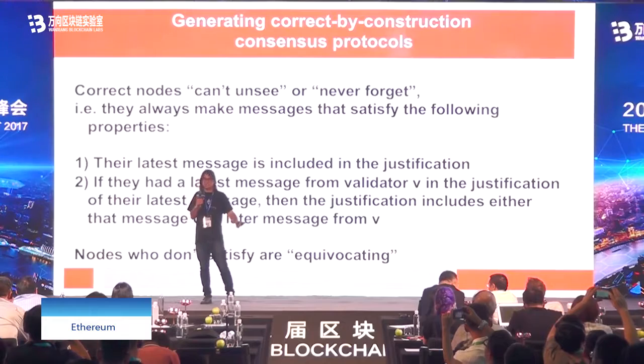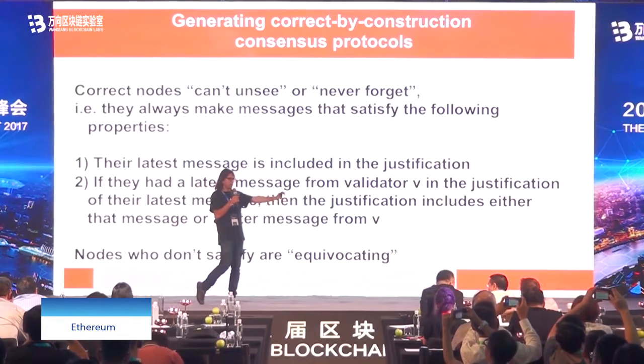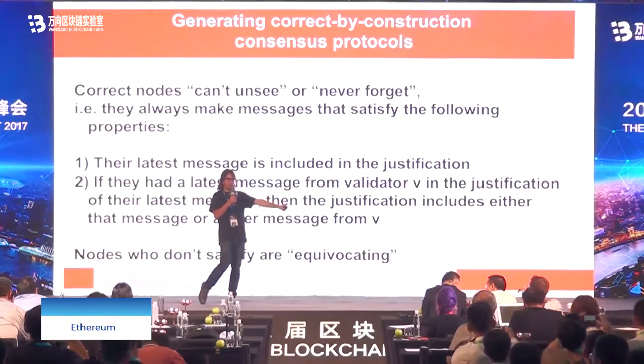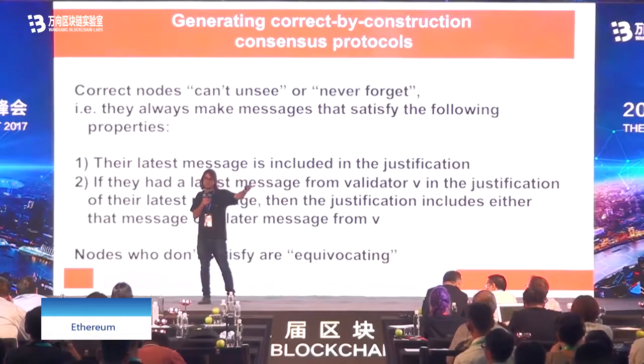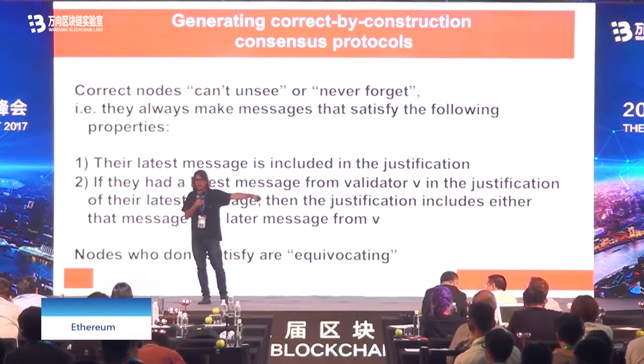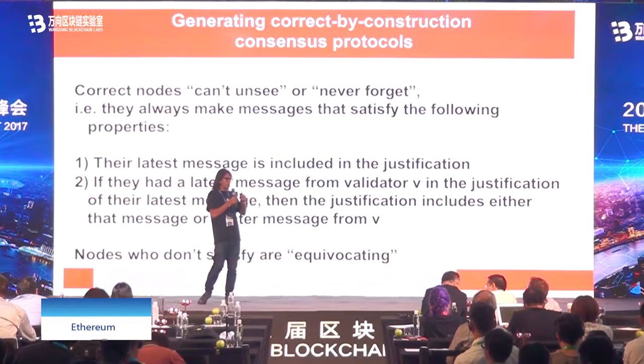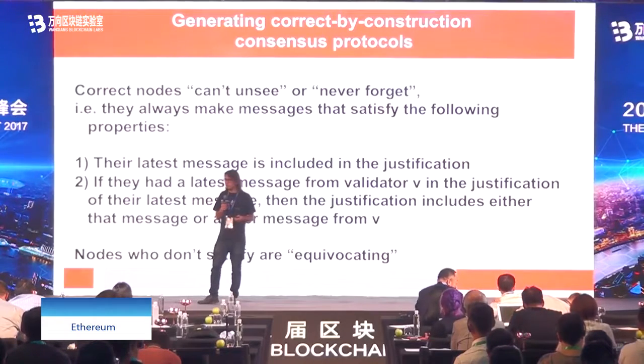Another thing that all these protocols have in common is that all correct nodes are expected to never unsee things. Like if you made a message and in your justification had a latest bet from a certain validator, a later message that you make has to include that bet or a later one. And also you have to refer... That's a Byzantine fault and represents a way to attack consensus protocols.